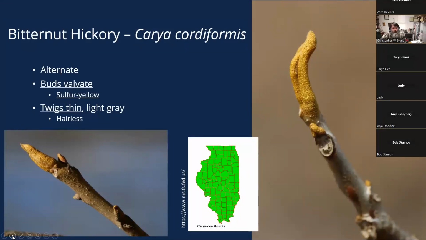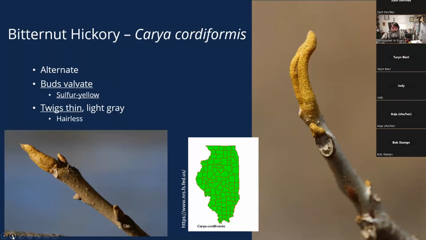So this is one that I wanted to cover just because it's so different and it's actually easy to identify, very easy to identify in the winter, probably the easiest of all the hickories, which is bitternut hickory. So bitternut hickory is one of the pecan hickories. And so the pecan hickories in Illinois are pecan itself, bitternut hickory, and water hickory.